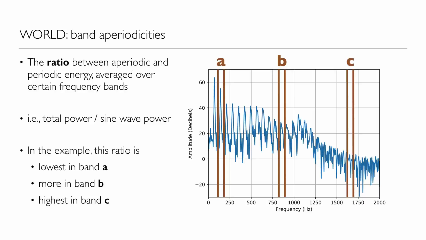Okay, and in band C, you'll see that it is completely the opposite. So the band periodicity is defined as the total power inside that band divided by the energy of that spike, which you can define as a sinusoid. In other words, if there are some harmonics in that band, the band periodicity will be low, and if there are no harmonics and there is more random or aperiodic energy, that value will be higher.